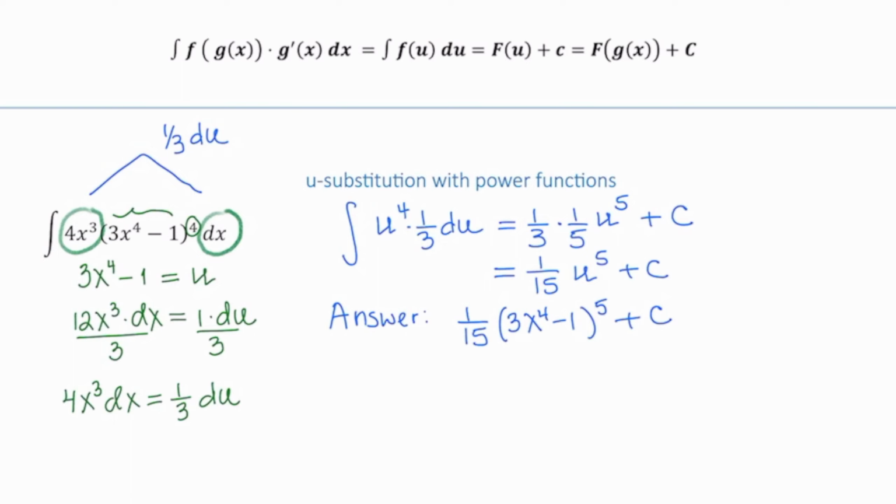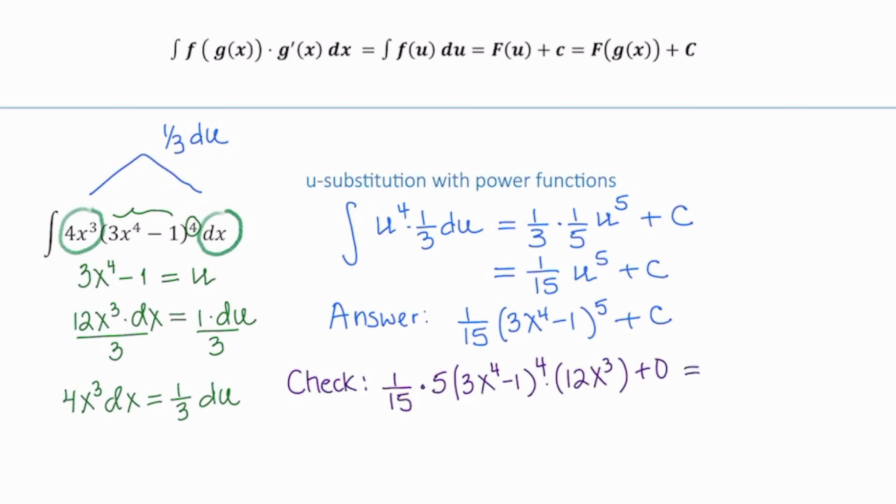Okay, now we can always check if we've done this correctly. So let's go ahead and check. It's not a bad idea to do that as you're learning this method. So if I were to differentiate our result, okay, so what would I get? That's 1/15 times 5 times 3x to the fourth minus 1 raised to the fourth power, right? And then times the derivative of the inside, which is 12x cubed. The derivative of c is 0, okay?